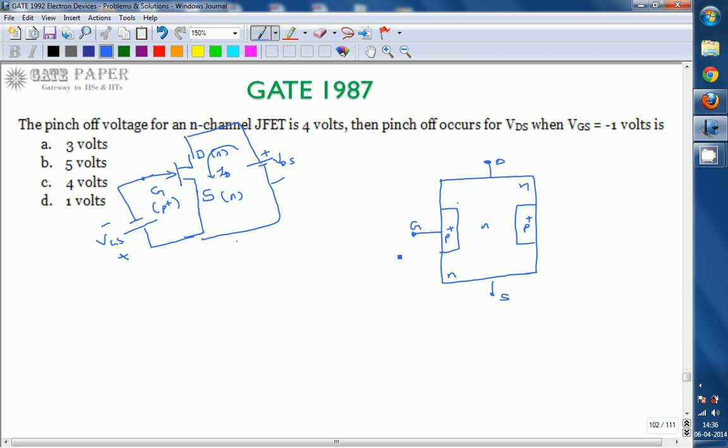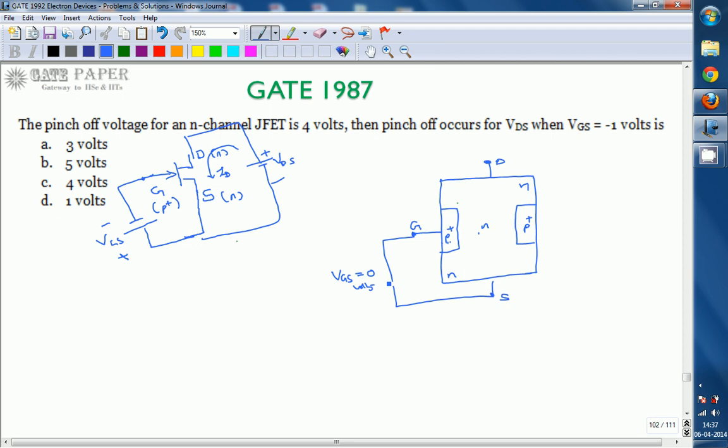At most, if you want to get more and more current, VGS has to be 0. Otherwise, as you make the gate-source junction reverse biased, the potential barrier across this P plus N junction increases, and since the N side is lightly doped, the potential barrier penetrates more into the channel side. By that time the effective width of the channel gets reduced. To get more current we should have more channel width. So initially we assume that gate and source are shorted, which implies VGS is equal to 0 volts.